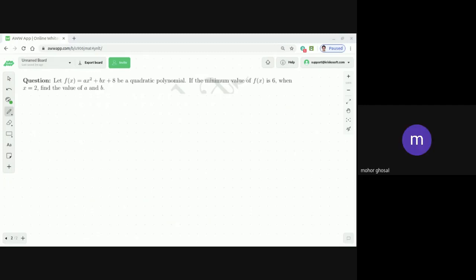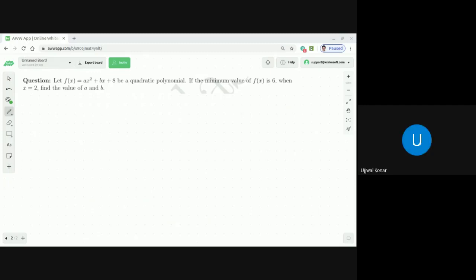So here can we say that the minimum value of f(x) occurs at minus b by 2a? Yes, definitely. Why can you say so? Because it is mentioned that the minimum value is 6 at x equal to 2.